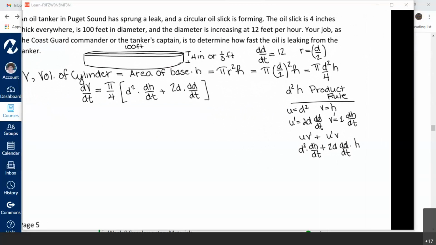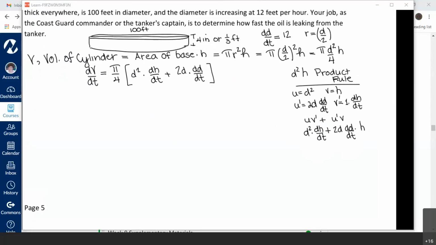Okay, so there it is going into my overall derivative. This is just the product rule. I pulled through all the coefficients first, get the pi and the 4 out of the way, and then I'm just differentiating d squared h. And again, why am I using d instead of r? Because they gave me a rate of change in terms of d, not r.